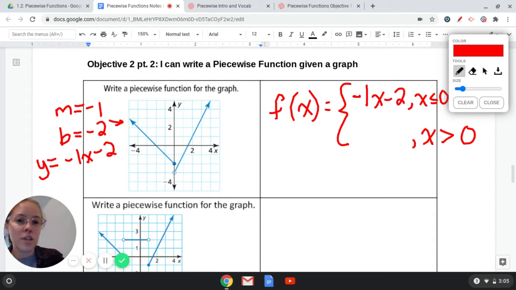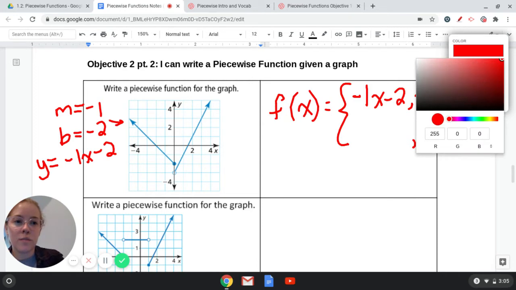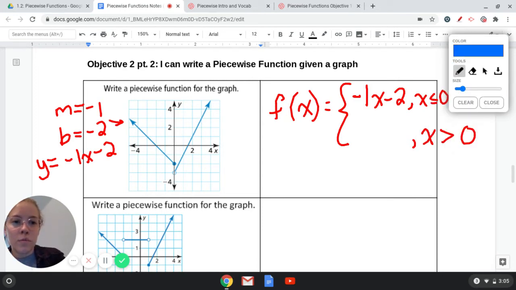I suppose I should have changed colors to represent the different functions. That probably would have been helpful. Okay, so maybe I'll just... Nope, that's not going to work. All right, x greater than 0.